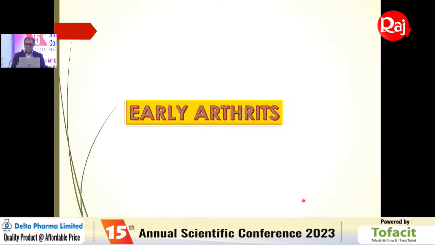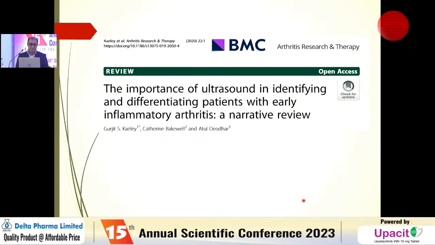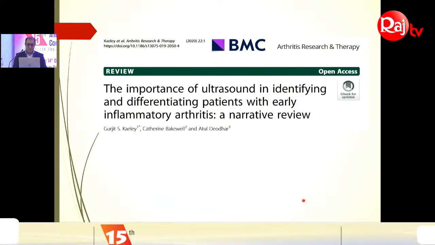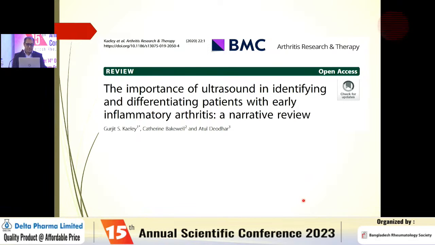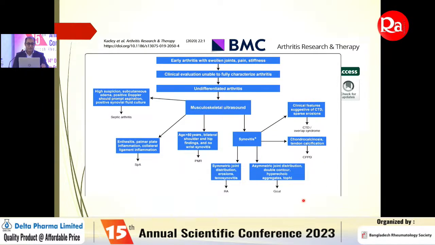What is the importance or what are the scopes of musculoskeletal ultrasonography in evaluating the early arthritis? And it is a journal that has been published in BMC, the importance of ultrasonography in identifying and differentiating patients with early inflammatory arthritis, a narrative review. Here we can see that if a patient comes to us with early arthritis and there is no convincing clinical symptoms to differentiate into single disease, by doing the ultrasonography we can differentiate it in different musculoskeletal diseases like septic arthritis, spondyloarthritis, polymyalgia rheumatica, rheumatoid arthritis, gout, and etc.